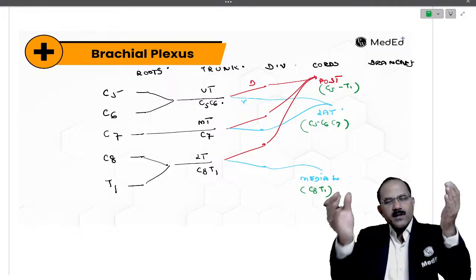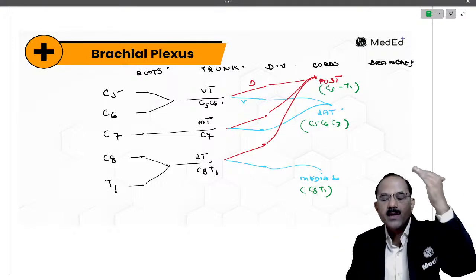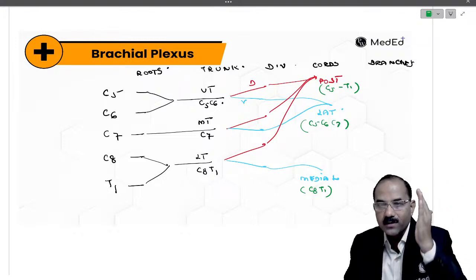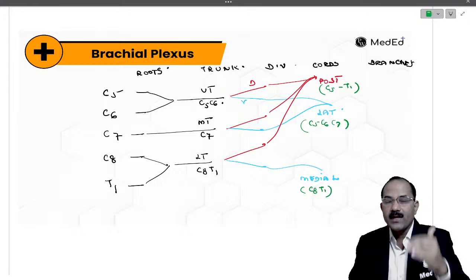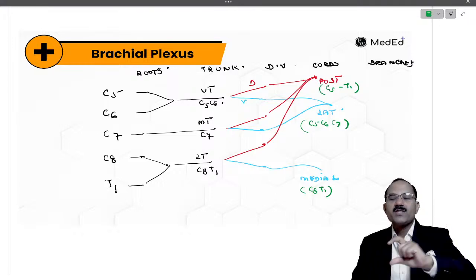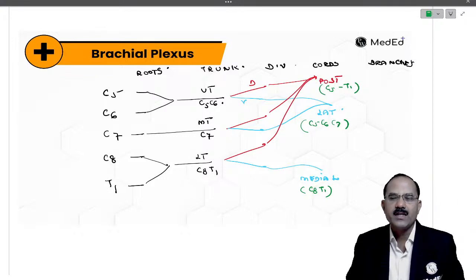Okay. Now, what are the branches of lateral cord? Number 1, lateral pectoral nerve. Second, lateral root of median nerve. And the third one is musculocutaneous. What are the branches of lateral cord? Lateral pectoral, lateral root of median nerve, and musculocutaneous nerve.